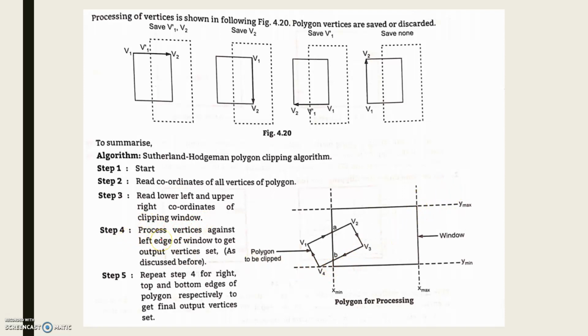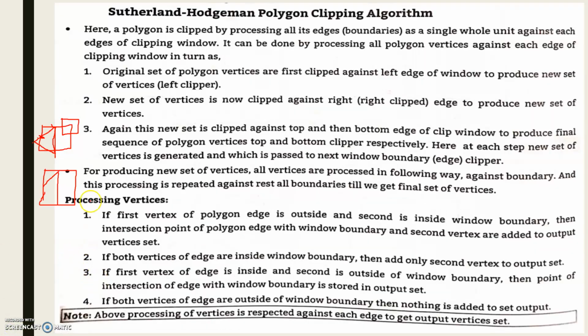Then in step 4, you have to process the vertices again, left edge of window, to get the output vertices set. Okay. In the previous slide, we have studied this processing of vertices. If a portion of an edge of a polygon is inside the clipping window, then only you have to display it on output. Otherwise, you have to discard it.